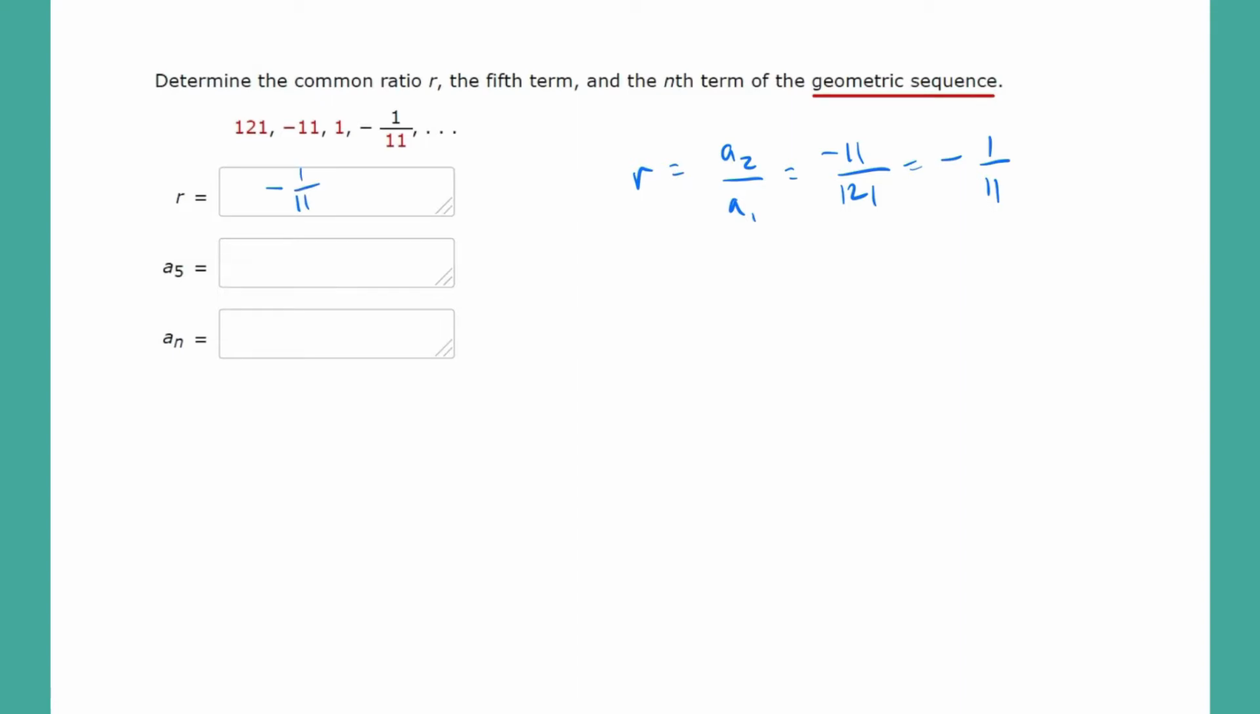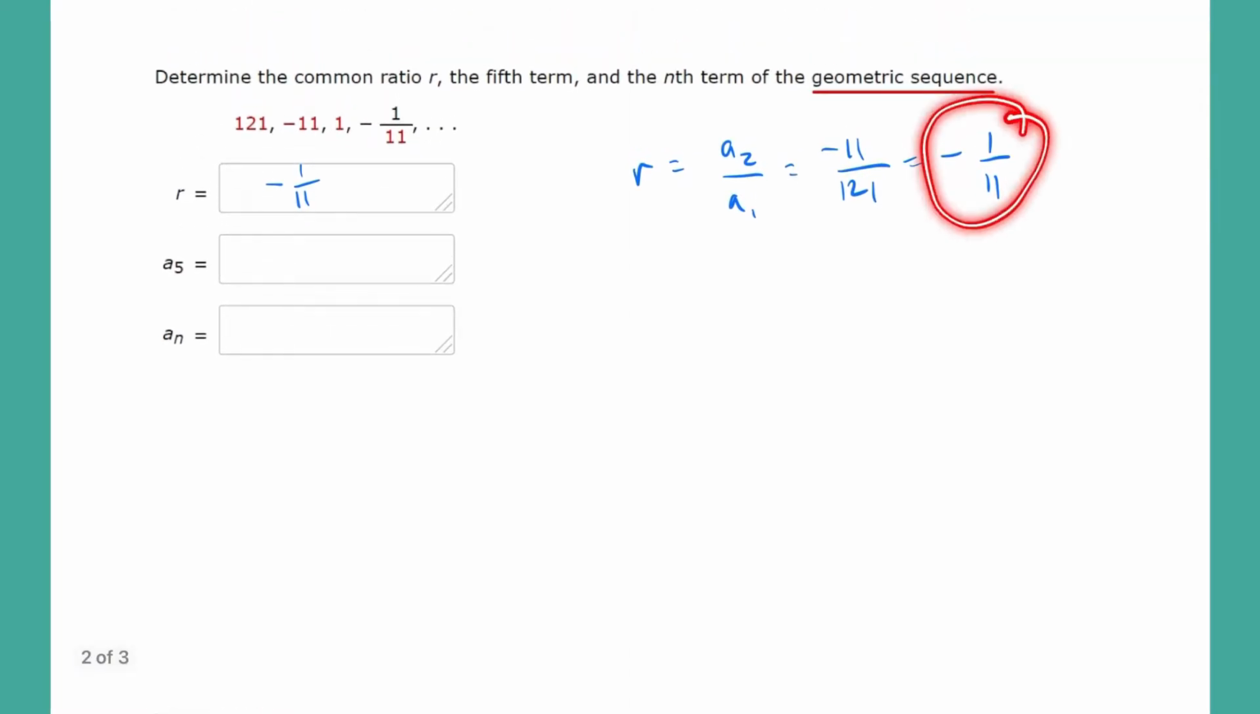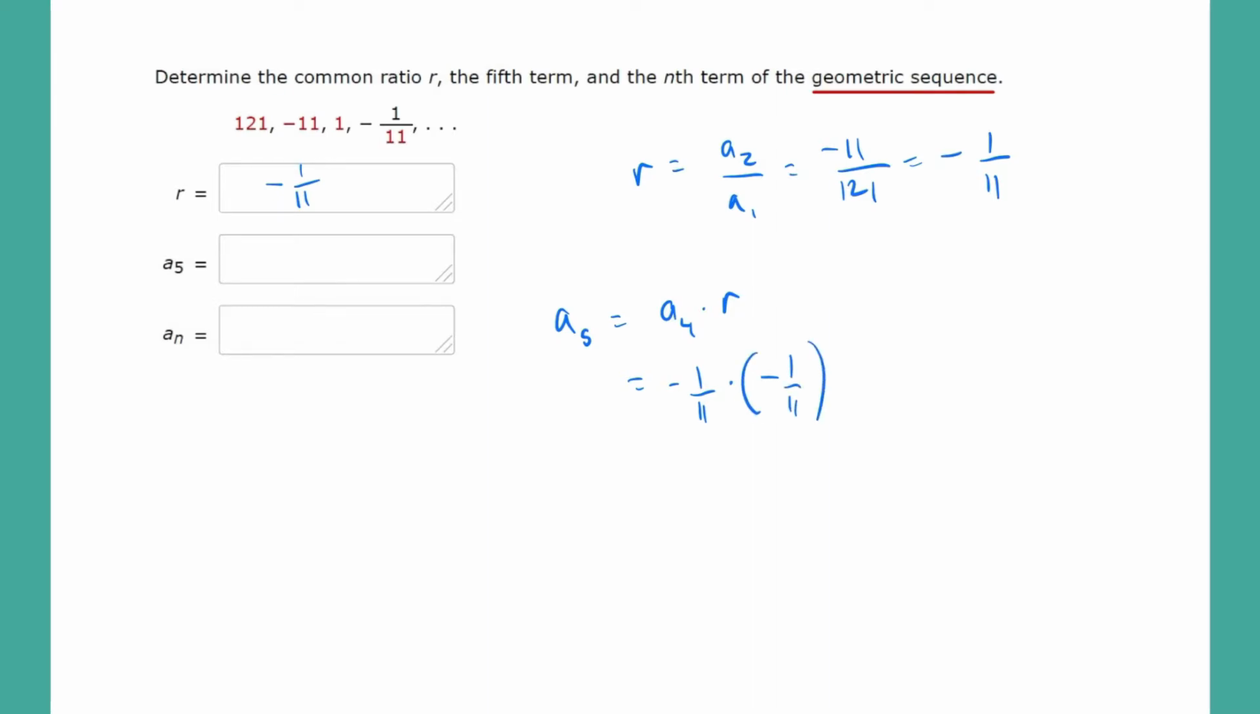Notice that you could also have found it with the third divided by the second. You'd get the same thing. Or the fourth divided by the third, which is also the same thing. In order to get the fifth term, we can just multiply by the common ratio. So the fifth term is going to be the fourth term times the common ratio. Fourth term is -1 over 11. And the common ratio is also -1 over 11. So that's going to be +1 over 121.